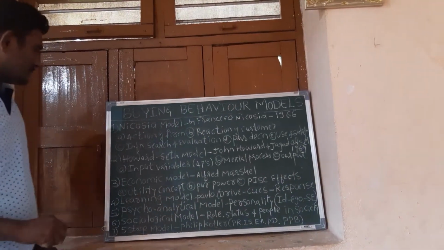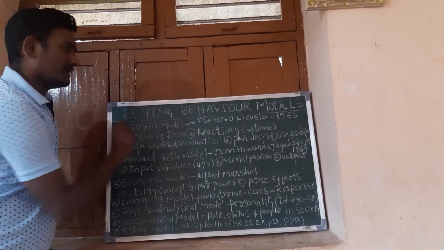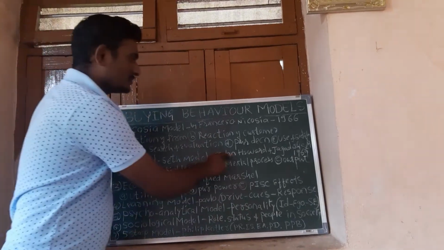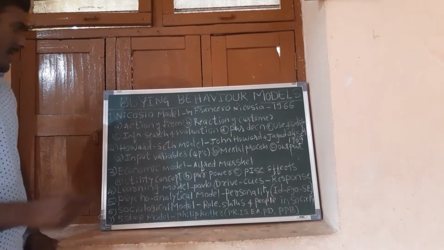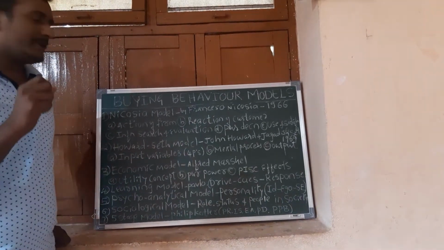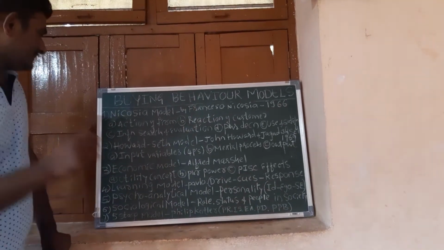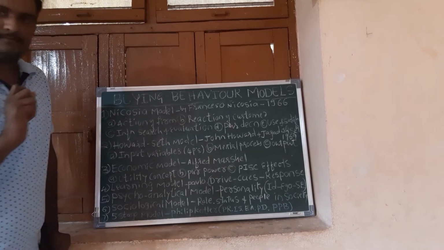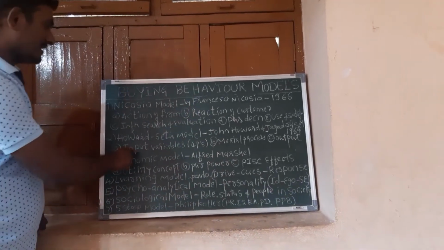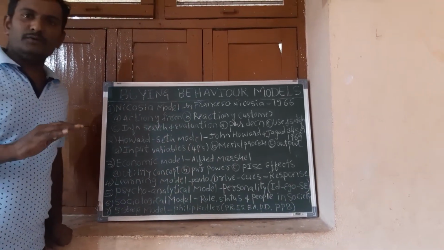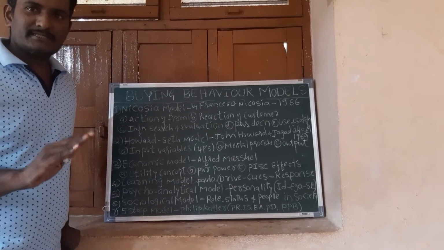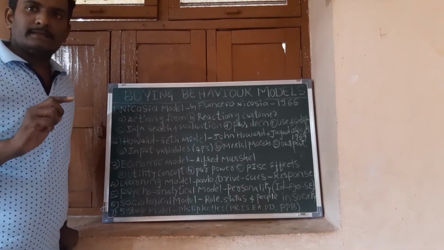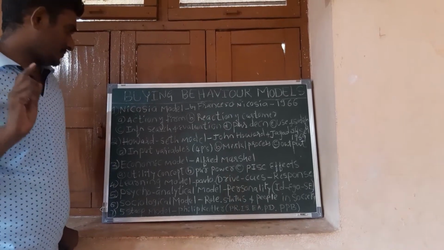Another important model here is the Howard-Sheth model. It was propounded by John Howard and Jagdish Sheth in the year 1969. As per this model, buying behavior can be studied through 3 components. One component is input variables. Input variables are nothing but the 4 P's. The 4 P's here mean product, price, promotion and physical distribution.